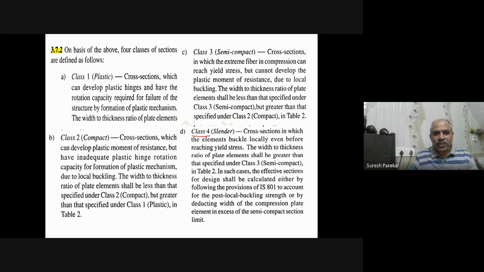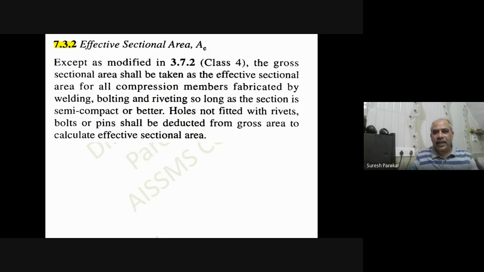So here it is mentioned, you can see class 1 cross section can develop plastic hinges and have the rotation capacity required for failure. Similarly class 2 is explained, then class 3, and then class 4 we have slender. And they have mentioned that the gross sectional area shall be taken as the effective area, except for class 4. For the others we have to take the gross area as the effective cross sectional area.